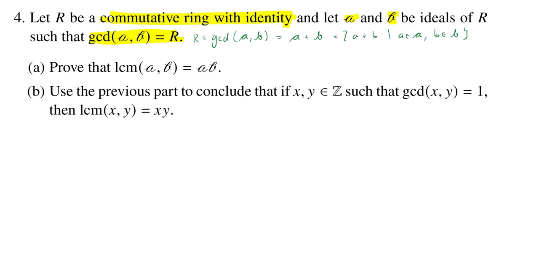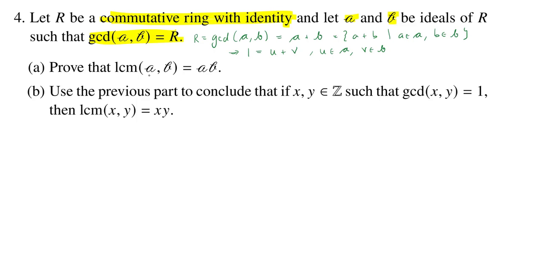And the key thing here is, if you know that your ideal is equal to the ring, and we have a commutative ring with identity, then your ideal must contain the identity, which means we can write the identity of R, the 1, as something in A plus something in B. So 1 is going to equal some u plus v, where u is an element of ideal A and v is an element of the ideal B. That's just what the assumption means.